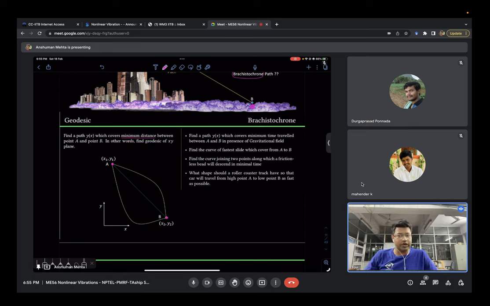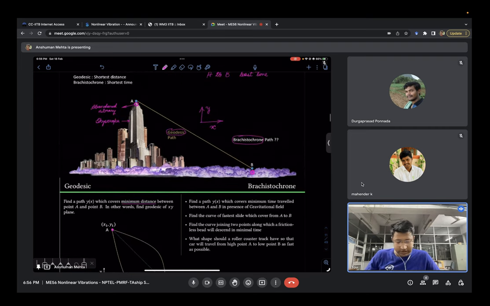You all know that on a plane, if you want to find the minimum distance, it will be just the equation of that line. But this can be set for minimum time also. Here minimum distance is there, so it's called geodesic. But the Riddler didn't ask that. The Riddler asked for minimum time. So there is a second type of problem where we have to find a path which covers minimum time traveled between point A to B in the presence of a gravitational field. Also, there is gravity acting downwards.